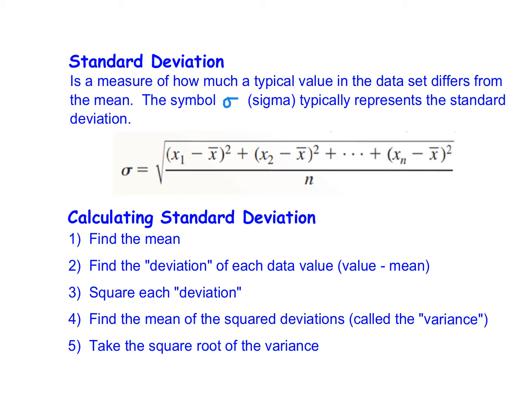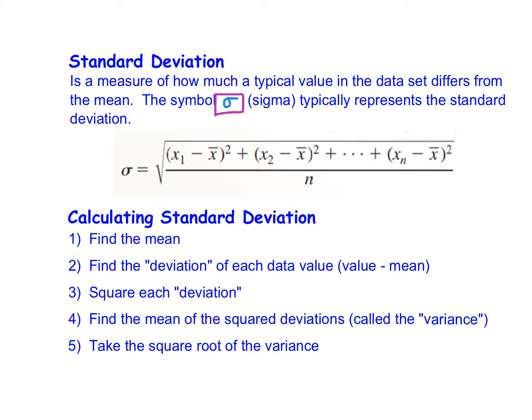There is a symbol called sigma, you can see that right here, that is typically used to represent standard deviation. So we're going to use that here to represent it in our equation. But it's basically a measure of how far apart your data set really is. When we calculate the standard deviation, there's a couple of steps we're going to take.